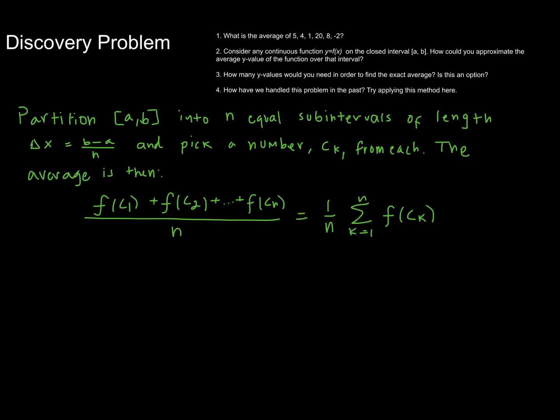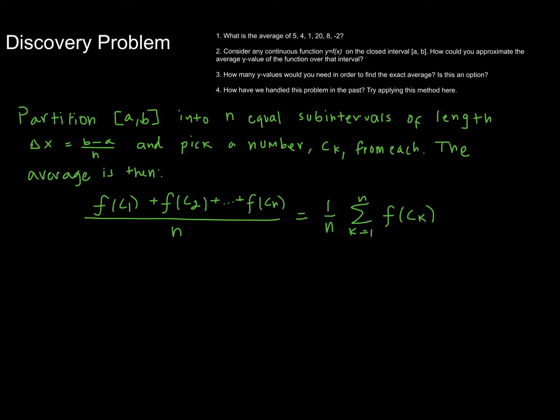Now, thinking about this for a second, we'll notice that this is an approximation. So if we want to get a truly perfect and precise average value of our function, we'd actually need to sample every single point. So instead of a finite sum, we would need an infinite sum. And hopefully that sounds familiar because we've discussed that previously when dealing with the definition of a definite integral.